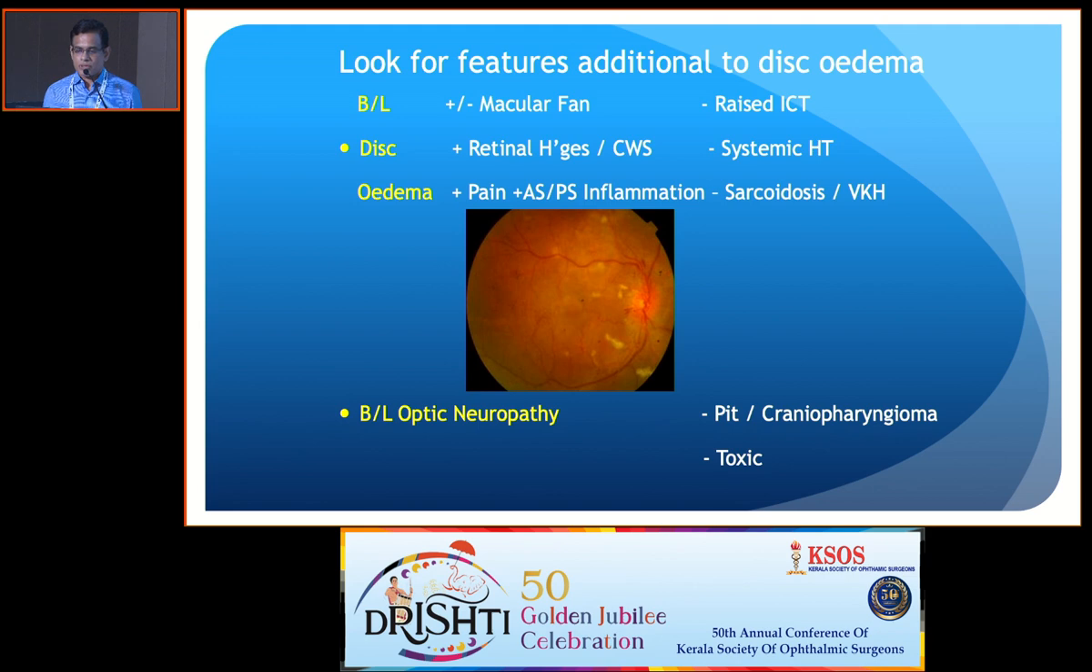So this straight away points to a systemic cause. He had similar findings in the other eye, but no disc edema. And this is a case of systemic hypertension. If there's anterior and posterior segment inflammation, you're thinking a uveitis, maybe a sarcoidosis, VKH. And if it's a bilateral optic neuropathy, you're thinking pituitary, craniopharyngioma, or a toxic cause.